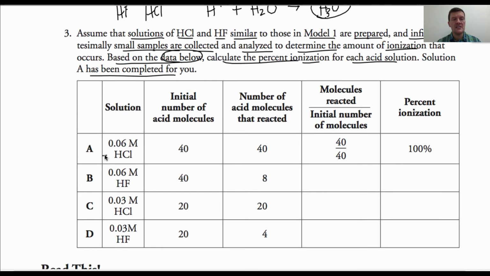So if we have HCl and we have a 0.06 molar, remember this stands for molar, that's moles per liter, of HCl, the initial number of acid molecules is 40, and the number of acid molecules that reacted is 40, and so we're going to write a ratio. Molecules that reacted over the initial molecules, 40 over 40, 100% of them created ions. 100% of the original HCl broke apart into H plus and Cl negative. And we know that H plus is going to react with water to form the hydronium, but I'm just simplifying it.